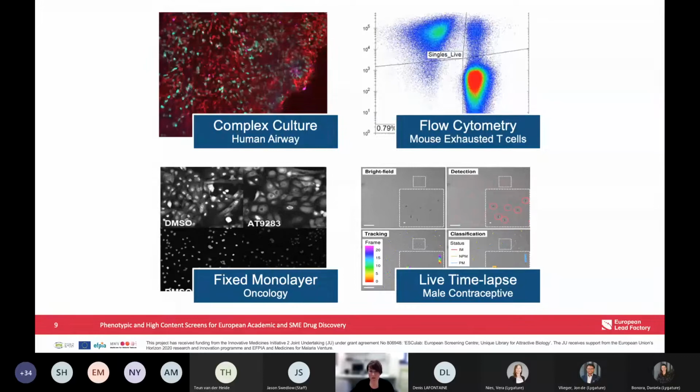Over here, we've been able to use the flow cytometer to do some exhausted T-cell assays. We've done human and mouse in the past. And then we've done some fixed monolayer assays that are more target-centric high-content screens for areas in oncology, where we've been looking at specific cellular proteins in some patient-derived glioma cell lines, for example. And then our live cell imaging capabilities are quite nicely illustrated with the male contraceptive project that we've been working on, where individual sperm cells are detected and tracked. Their movements are tracked over time, and then these movements are classified into characteristic groupings depending on their behavior. So with that, I'll hand over to Jason.